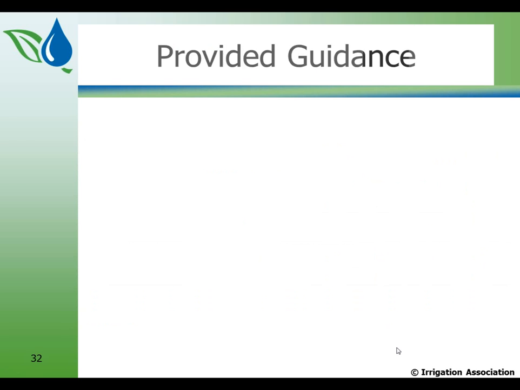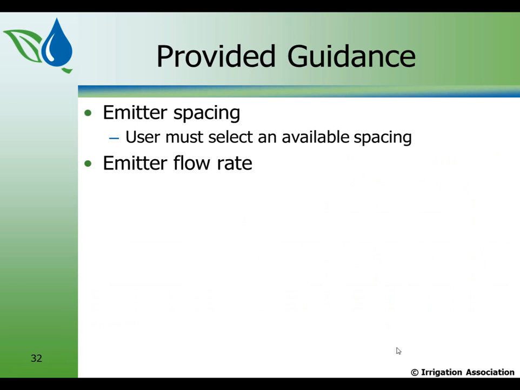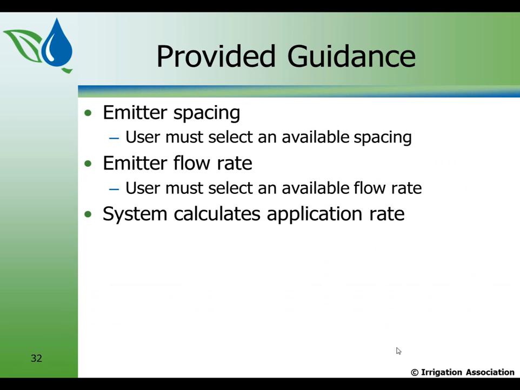Now, you see that flash up at the top? It says provided guidance. What this package does, or this spreadsheet does, is give you some guidance on choices you can make. Basically, emitter spacing: the user must select an available spacing closest to what the software package recommends. And the emitter flow rate: the user must select an available flow rate closest to whatever is recommended. And by the way, there may be multiple answers that get you acceptable results.